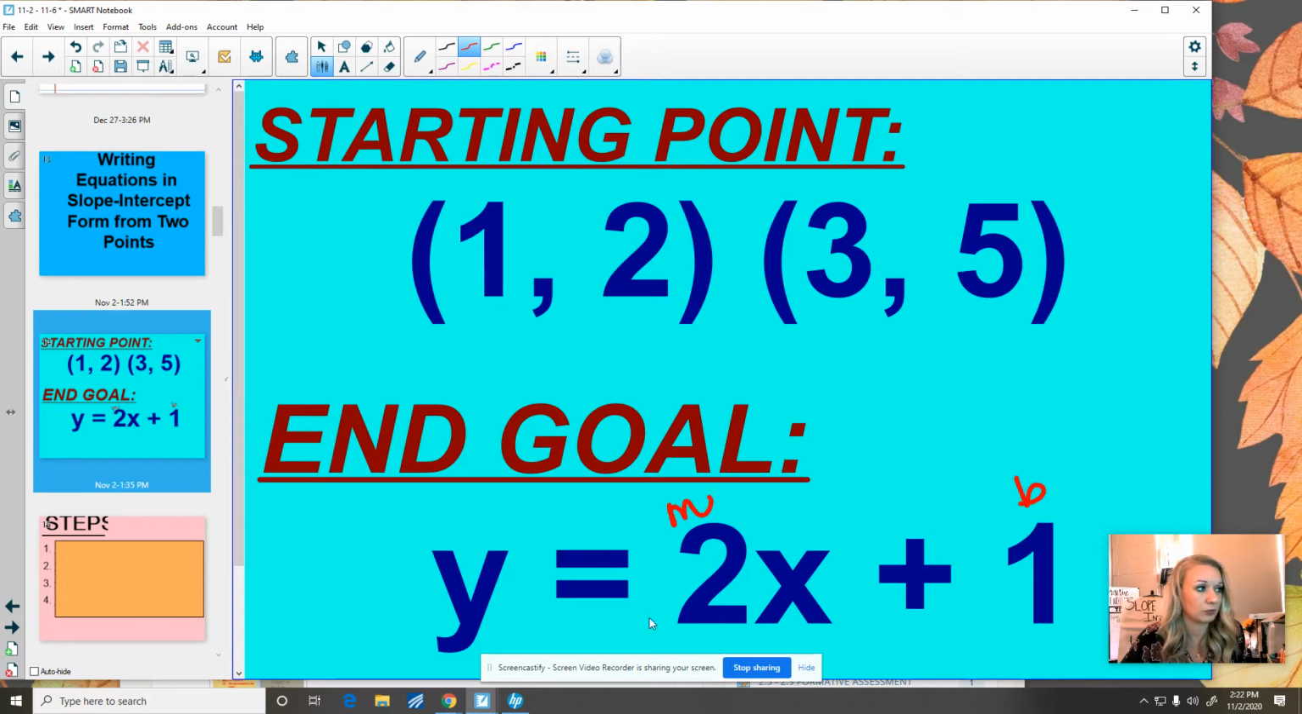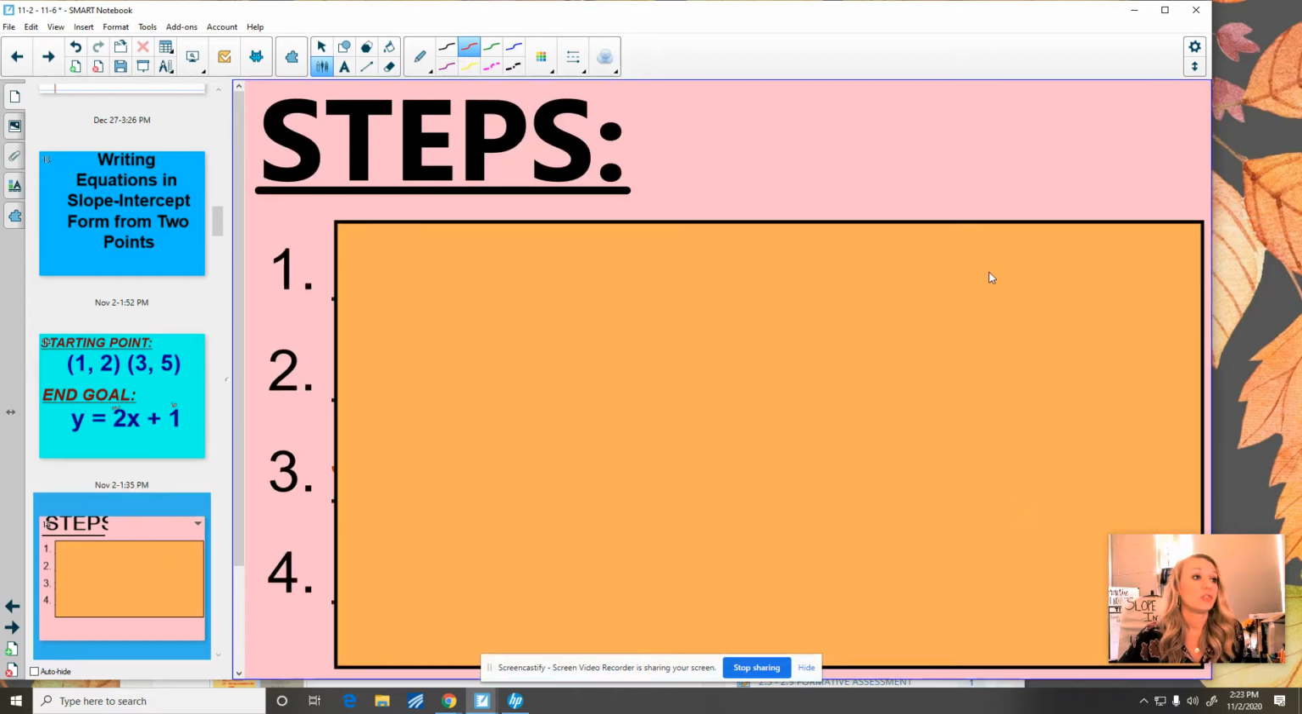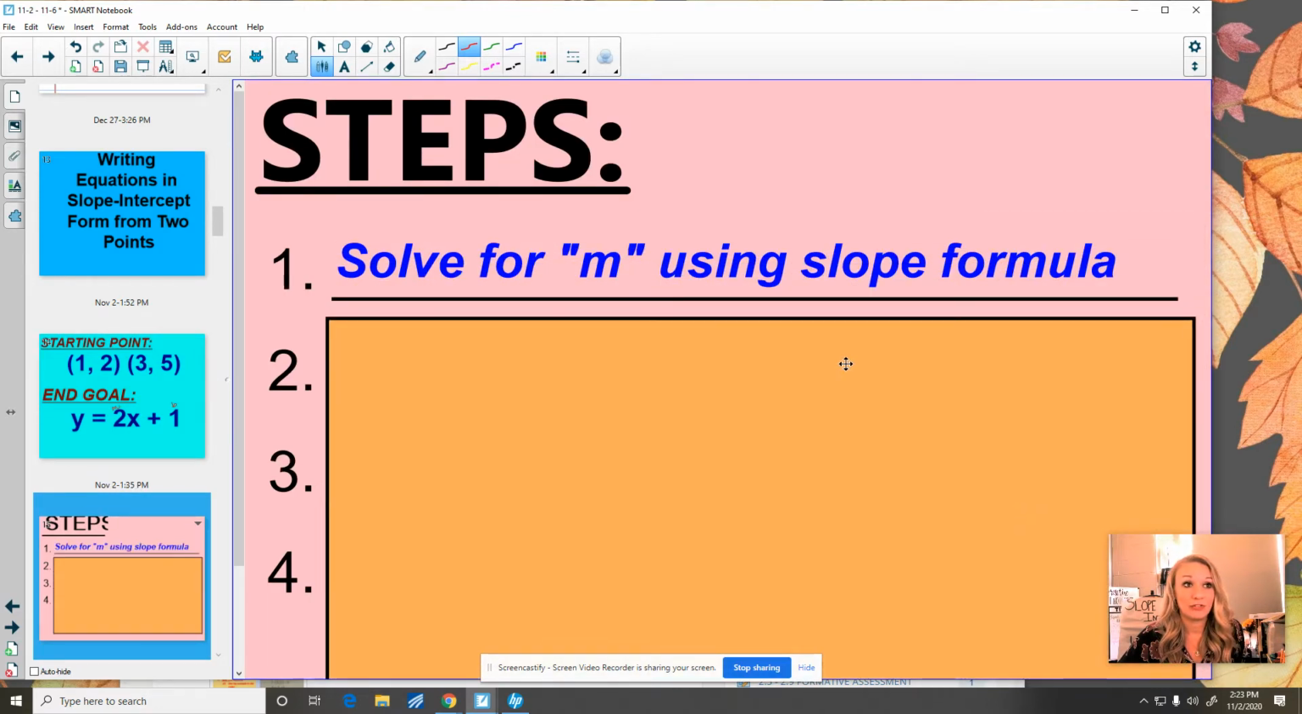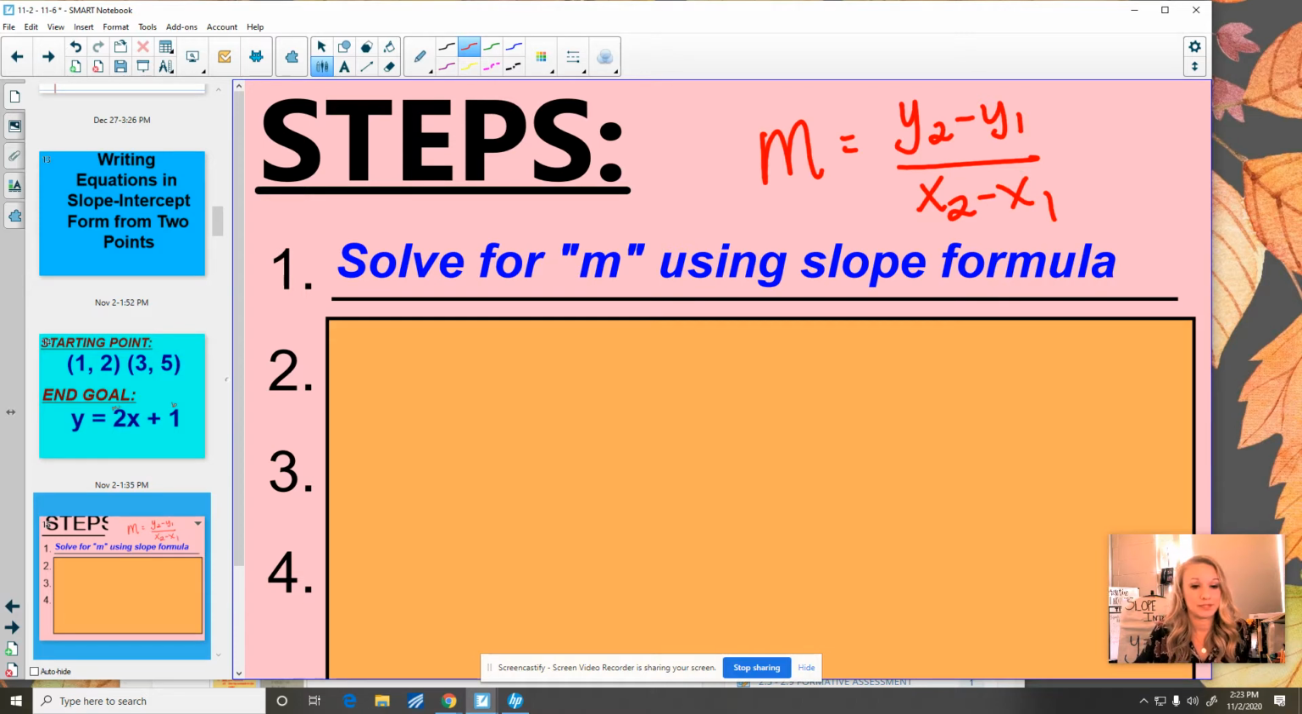So really quick, just to recap the steps with you. First step that you want to do is to solve for m using slope formula. And we did that all last week. So if you don't remember what slope formula is, it's m equals y2 minus y1 over x2 minus x1. So step one, find slope using slope formula. That is your m value.